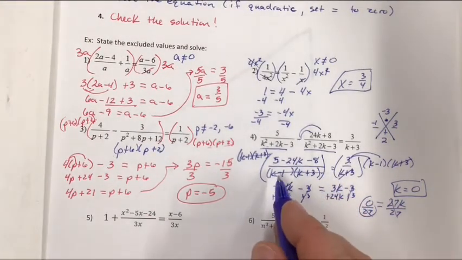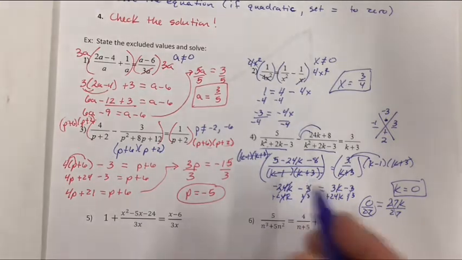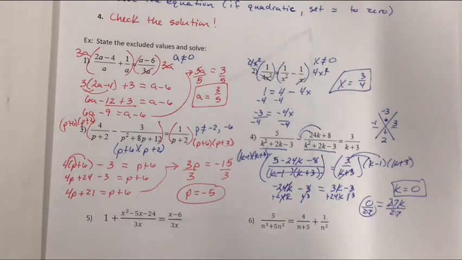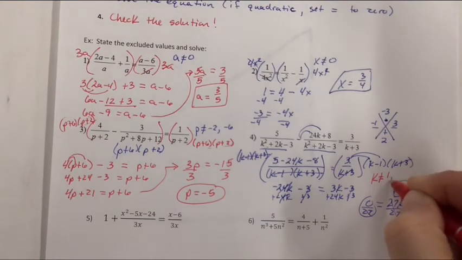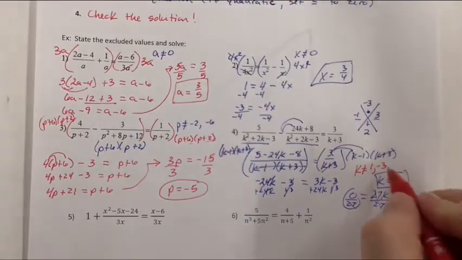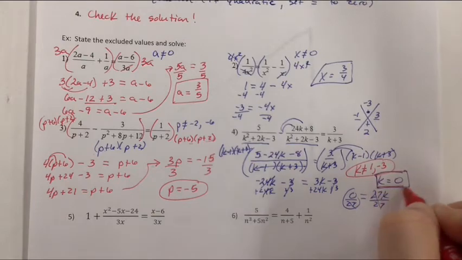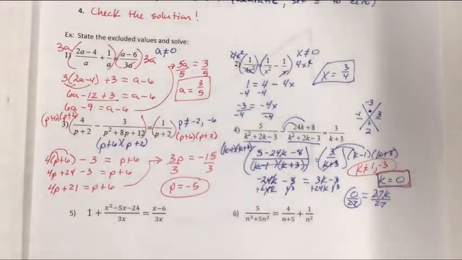Now, I forgot to talk about my excluded values, but from this line here, the only excluded values I would have would be positive 1 and negative 3. Okay, so k cannot equal positive 1 or negative 3. All right, so we're okay. K equals 0 is my answer.